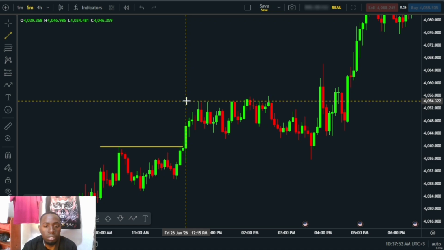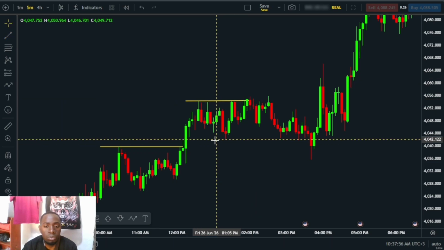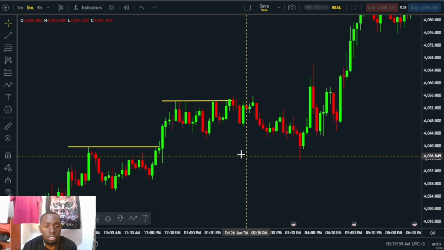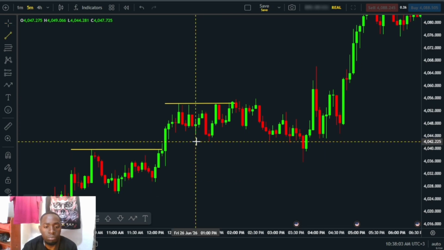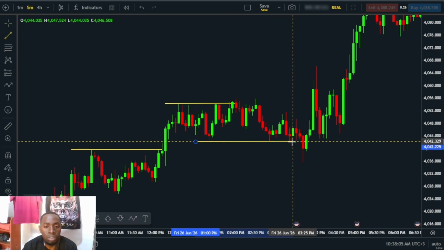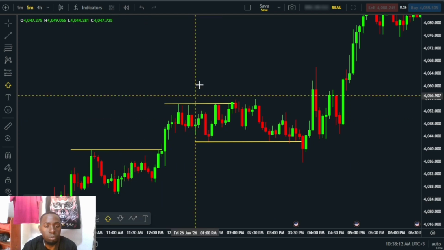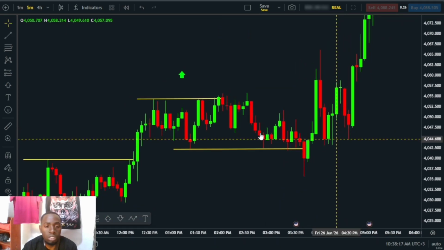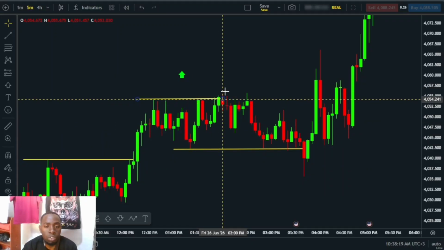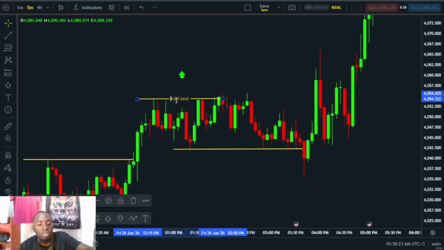Okay, boom, right there. So we created this low right here. We mark that low. We know very well on the high time frame we are in a pullback, meaning we will be looking for buys. Okay, so what do we see next? We see a break of structure right there. So this is our BOS.